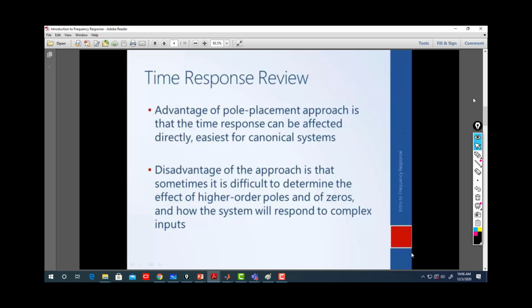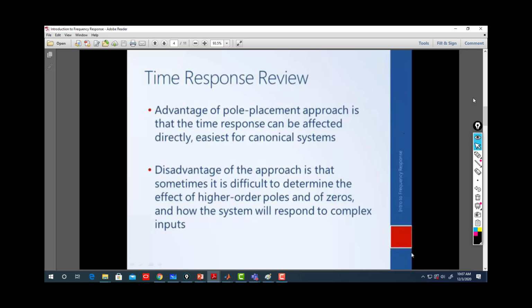So is there a way that permits me to determine things without retuning my parameters? This is frequency response. In frequency response, we are able to see directly the effect of the zero or higher order system. In other words, if your system is non-canonical, it is better to work in frequency response, so you don't do iteration. So this is a disadvantage of the pole placement approach: it's difficult to determine the effect of higher order poles and the effect of zeros, in other words, a non-canonical system.